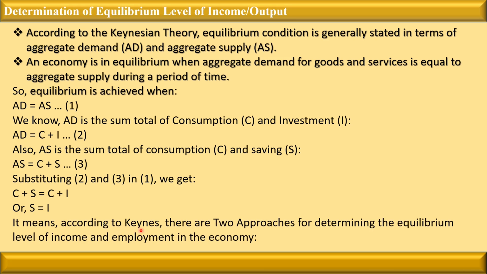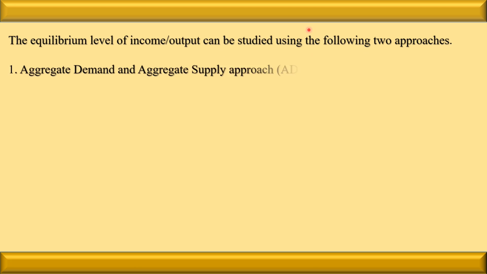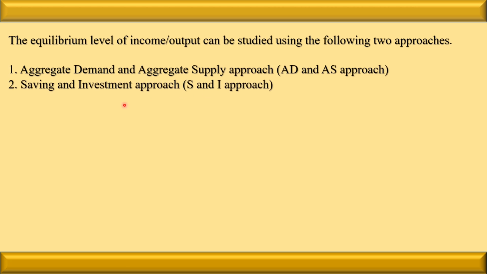It means according to Keynesian, there are two approaches for determining the equilibrium level of income and employment in the economy. One is the aggregate demand, aggregate supply approach, and the second one is the saving and investment approach.